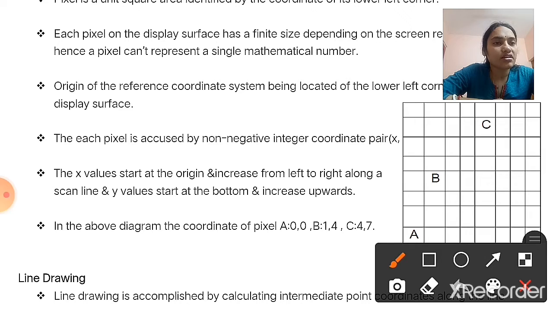Here in this diagram, three pixels are there: A, B and C. The coordinate positions are: A is 0, 0, that means x axis 0 and y axis 0. In B, x axis is 1 and y axis is 4. And in C, x axis is 4 and y axis is 7. That means x axis is the pixel column values and y axis is the scan line values. So let us see how the points can be plotted.